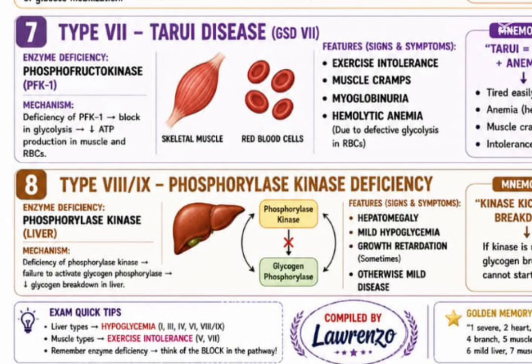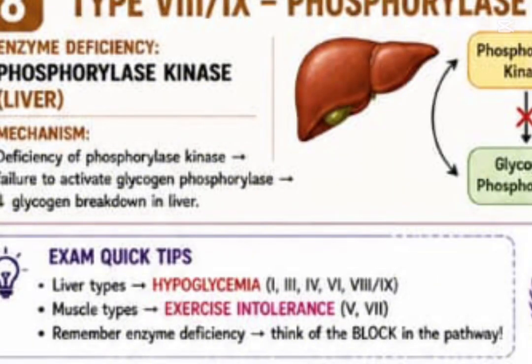Now, one key exam fact you have to know here is simple: the liver has hypoglycemia in type 1, 3, 4, 6, 8 and 9. Your muscle intolerance needs 5 and 7. 5 is McArdle's disease for muscle, and 7 is Tarui disease because of phosphofructokinase 1. So 5 and 7 for muscle, 1, 3, 4, 6, 8 and 9 for liver.